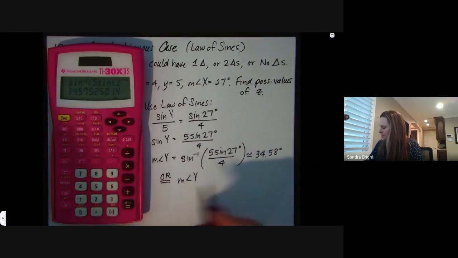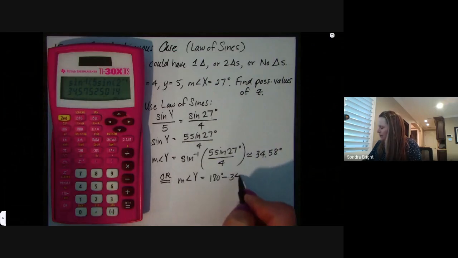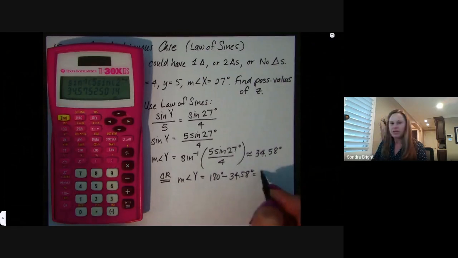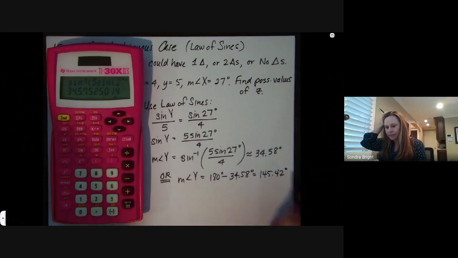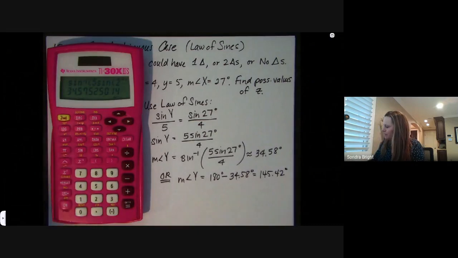180 minus 34.58 degrees. And that'll give you 145.42. So if there are 2 triangles that work, then these are the 2 angles for angle Y. Not sure if we will or not, but I'm going to show you how to figure that out. We definitely don't have a no-triangle possibility.